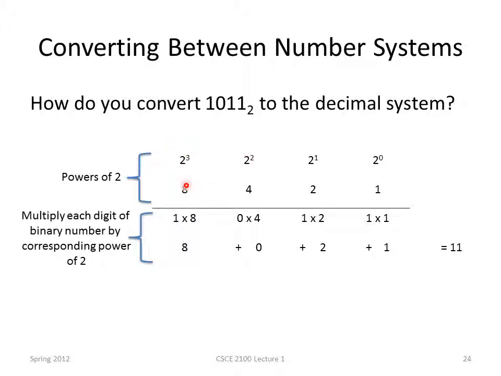So multiply each digit by the corresponding power of 2. So let's see, 1011. 1 times 8 plus 0 times 4 plus 1 times 2 plus 1 times 1 is 8 plus 0 plus 2 plus 1 equals 11, and that's your base 10 answer. 1011 in binary is 11 in base 10. Hang on a sec. Is this the same as the previous slide? Oh boy. Okay. 1100 is 12 in base 10.